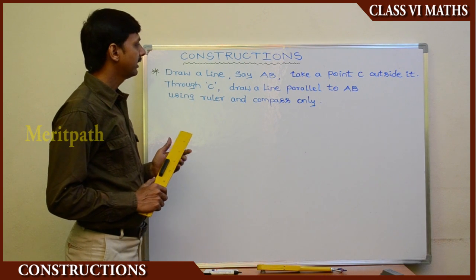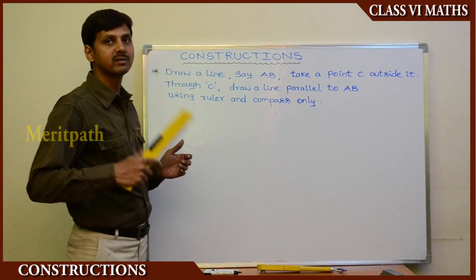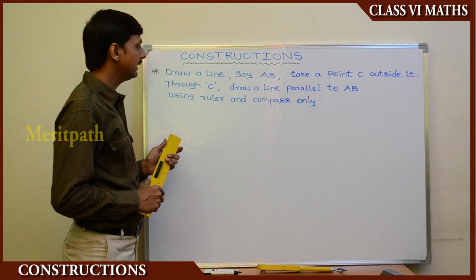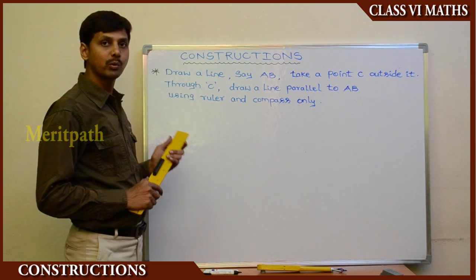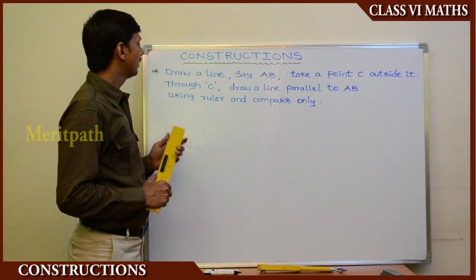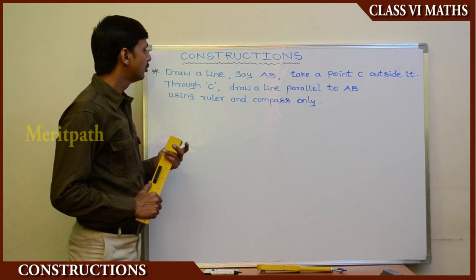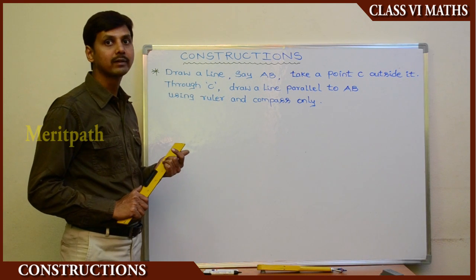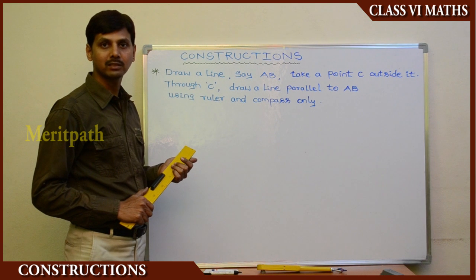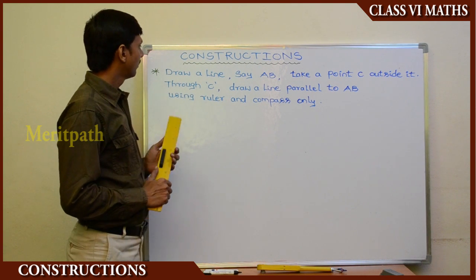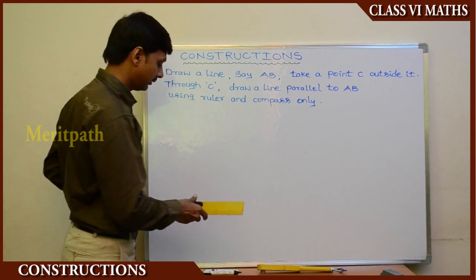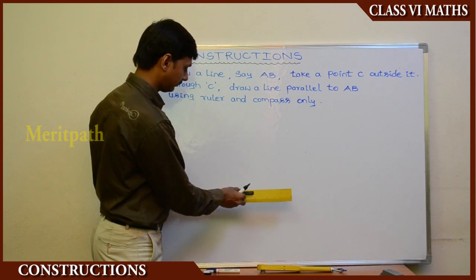Draw a line, say AB, take a point C outside it. Through C, draw a line parallel to AB. And this we need to do using the ruler and compass only. We should not use the protractor. So first we need to draw a line. Let's draw a line.